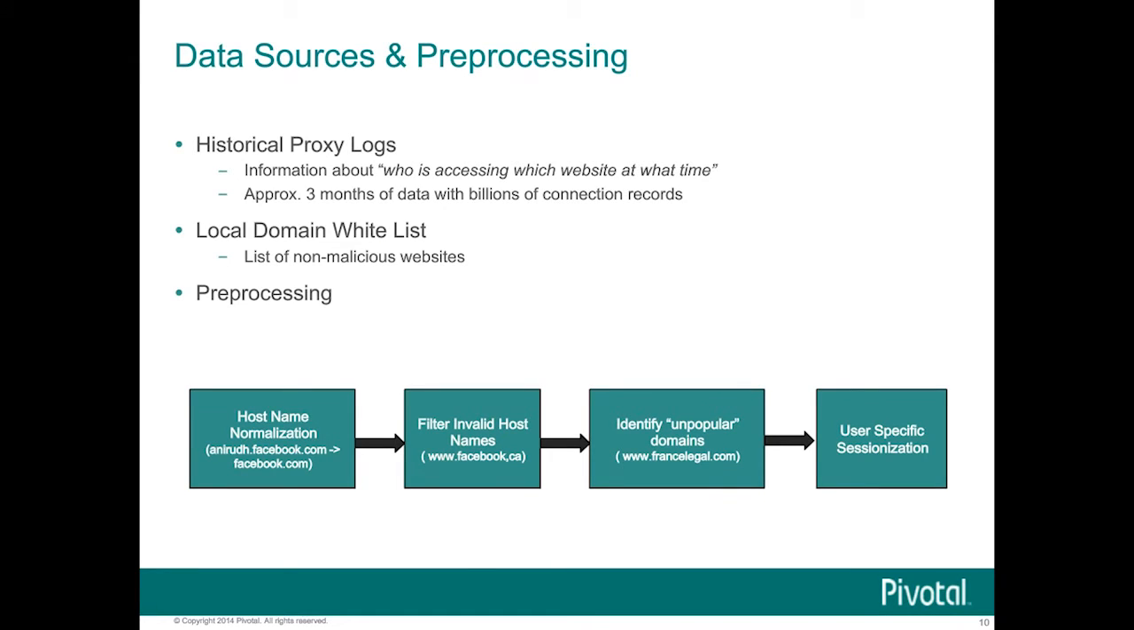So the typical steps in any data science process are data gathering, data analyzing, feature generation, model building, and then model validation. The first step as we delve into the model is to collect the data. For this particular problem, the data sources are the historical proxy logs. Typically, every organization collects proxy logs which contain information about who is accessing what website and at what time.